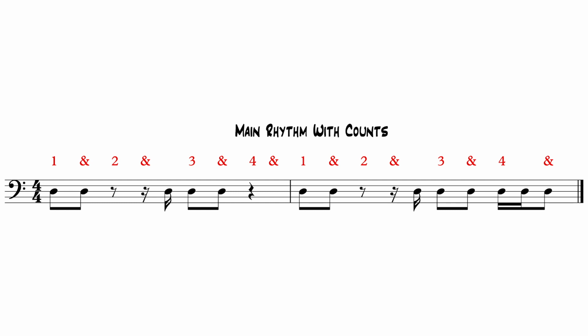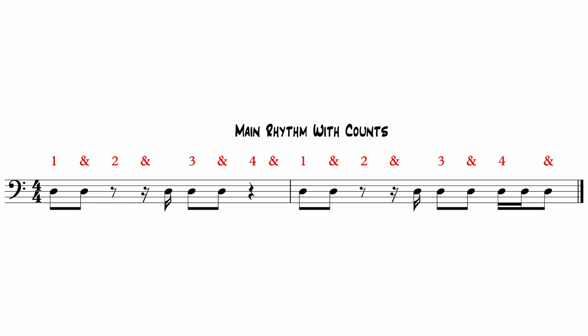So that bar would be slowly 1 and 2 and 3 and 4 and 1 and 2 and 3 and 4 and. Now that 16th note at the end of beat 2, I like to think about that's just before beat 3. So I'll just count 1, 2, 3. Okay, 1, 2, 3. So you're playing it just before beat 3.